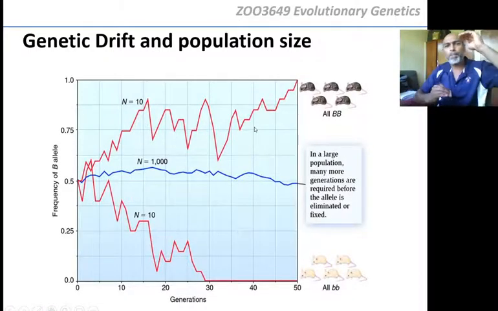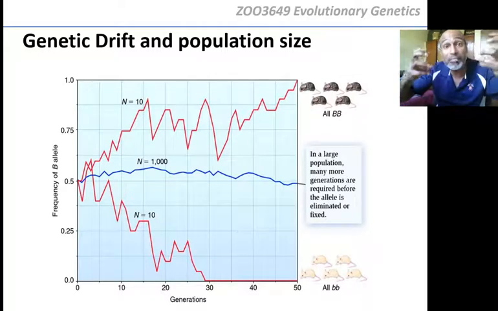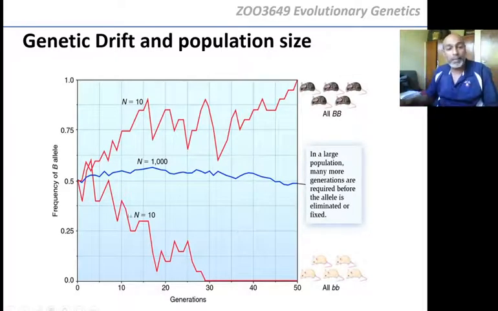That's why you get sharp changes. Genetic drift has a big effect. Same here with this red curve. Look what happens with this one. It goes down, it suddenly goes up, it goes down, it suddenly goes up, and then it goes down, and then finally it goes down to 0 and stays. Of course it stays. Once it gets to 0, it stays at 0 for this population here.